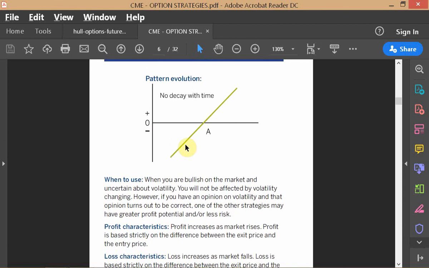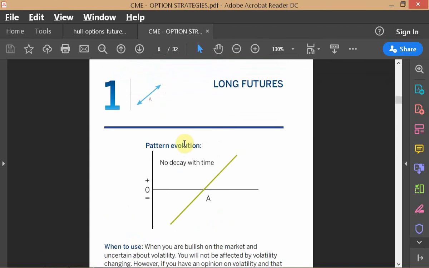Now you understand what is meant by a synthetic equivalent. We looked at one type of position, which is a long futures position, and then we created a synthetic equivalent of that by using other instruments, by using option positions. In this particular case, we created a synthetic equivalent of a long futures position by using a long call and a short put. Is this clear?